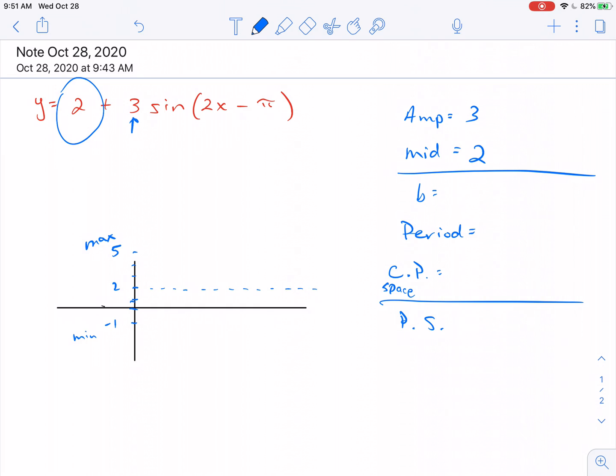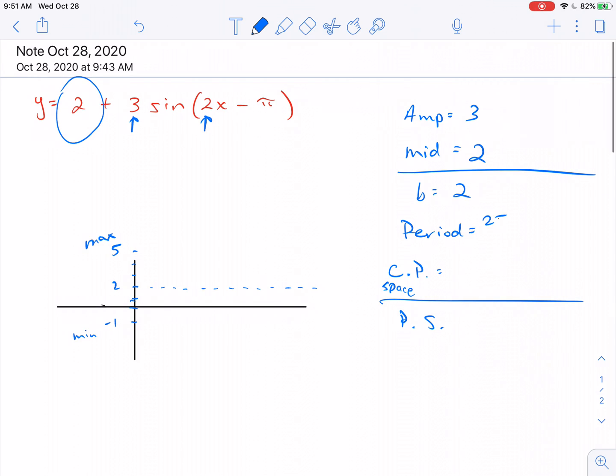Now in this case, the B value is right here. What's in front of x is a 2. And so for sines and cosines, we always do 2 pi divided by b. And so that's just going to be pi for the period of this function. And the critical points, we always divide by 4. So it's the period divided by 4. Now, I call them critical points, but this is really the spacing between the critical values.